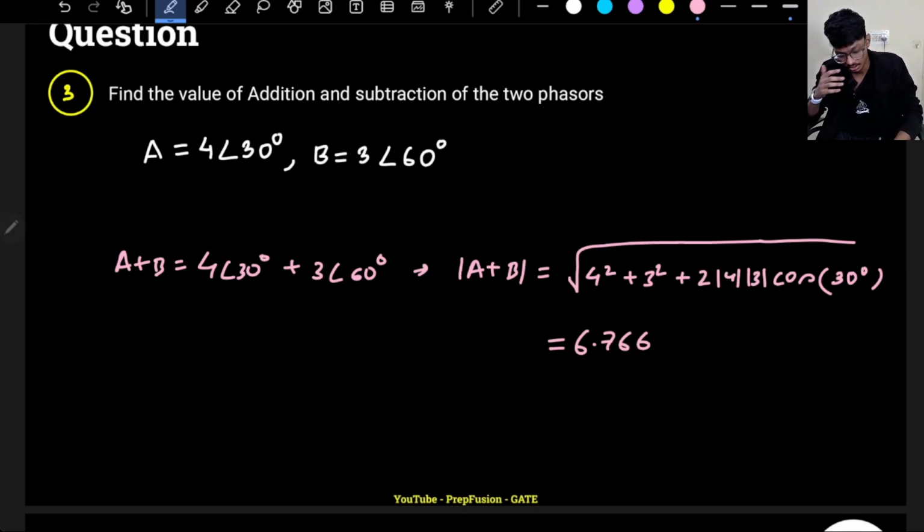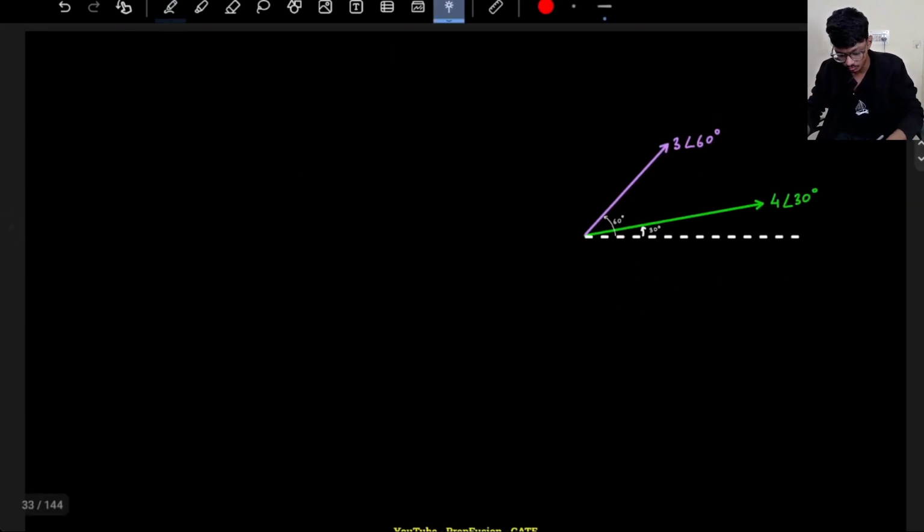We'll verify that. How do we verify? Here I have the two phasors: one is 4 angle 30, another one is 3 angle 60. So we can break them down into components, correct, in terms of x and y.